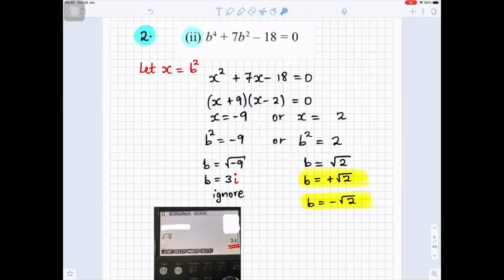We look at the other side. x equals 2, b squared equals 2, because we replace x with b squared. So b is equal to the square root of 2. So b is equal to plus root 2, or b is equal to minus square root of 2. So those are the two answers for that equation.